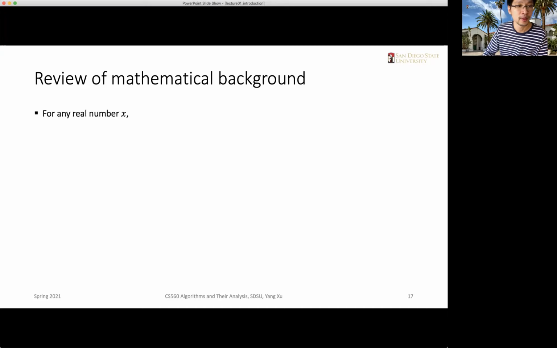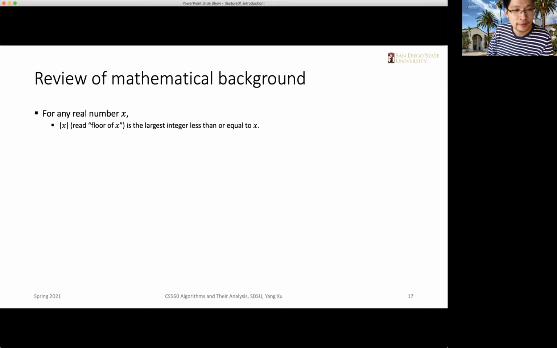All right. So there's quite a bit of mathematical knowledge that will be needed. So let's go through it one by one. It's basically some concepts and notations. Sometimes getting familiar with the notations is a first step towards understanding some complex equations or concepts. So first of all, the floor.